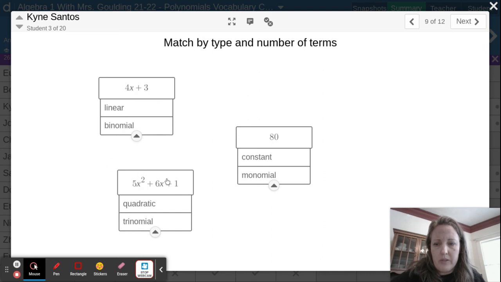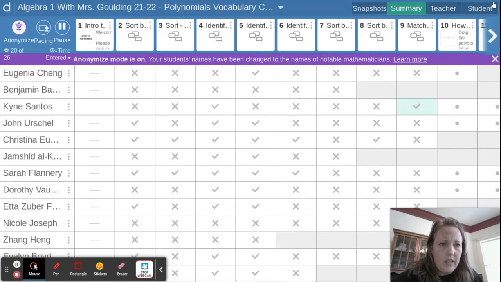Quadratic trinomial, perfection right here. Okay, 3 terms, and then the degree of 2 makes it quadratic. And this is a constant, and it's a monomial. So I don't know if I'm saying that right, Kine Santos. I don't know who that is. But great job on that question, okay?